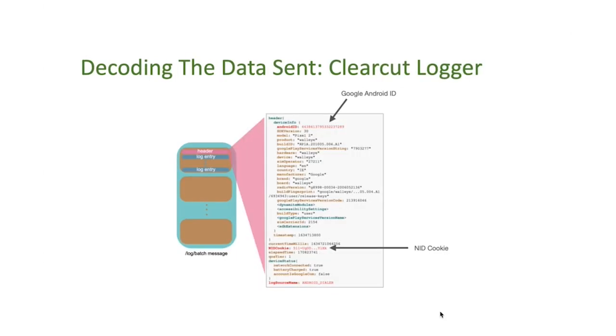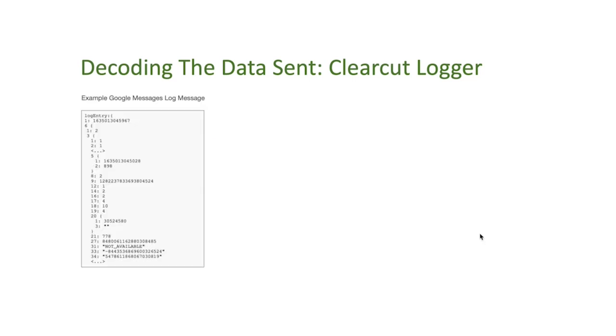So the bulk of the work in this study was actually decoding the data sent. I will only look at the clear-cut logger data here because it's the most important. The paper itself discusses Firebase. So it consists of different log sources all batched together. Each log entry consists of a header and then a set of log entries from that log source. The header contains a Google Android ID and this NID cookie, which are linked to the user account.